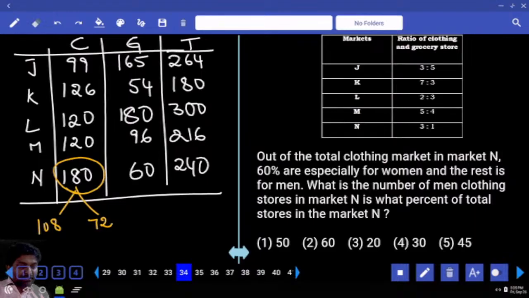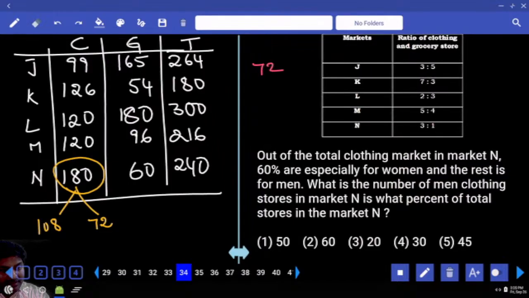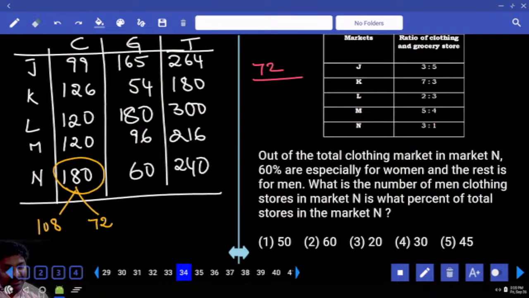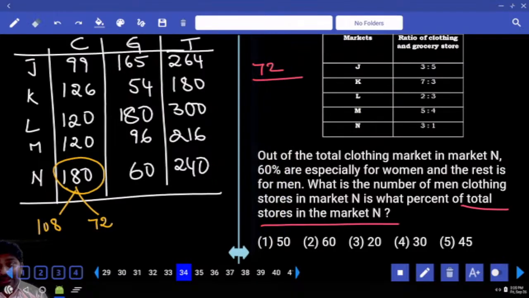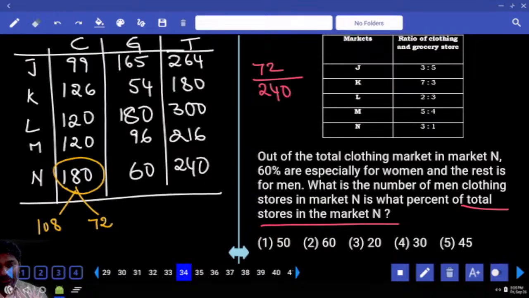What is the total number of men clothing stores in market N as a percent of total stores in market N? Men stores are 72. This we must be able to calculate as a percentage, with respect to total stores in market N. It is not about clothing or groceries. It is about total, which is equal to 240.